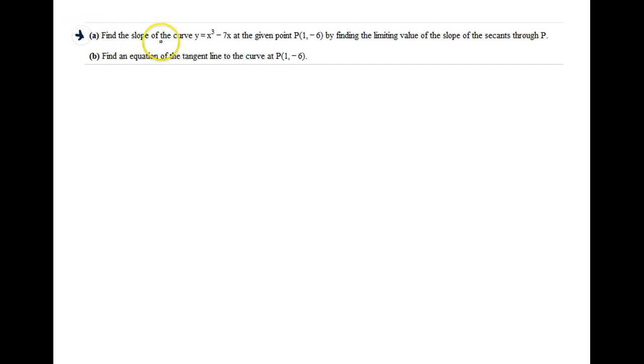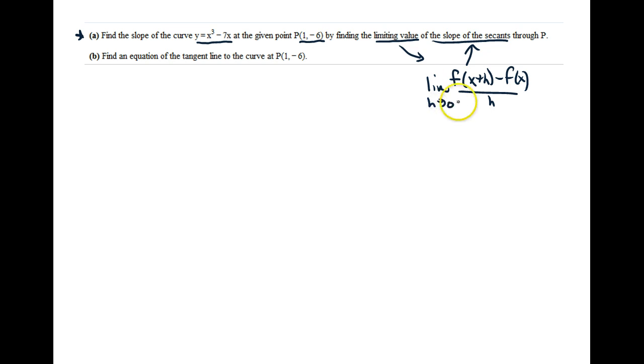Okay, we're supposed to find the slope of the curve x cubed minus 7x at the point when x is 1 and y is negative 6 by finding the limiting value of the slope of the secants. The secants have slope f of x plus h minus f of x all over h. The limiting value means we're going to take the limit as h goes to 0.